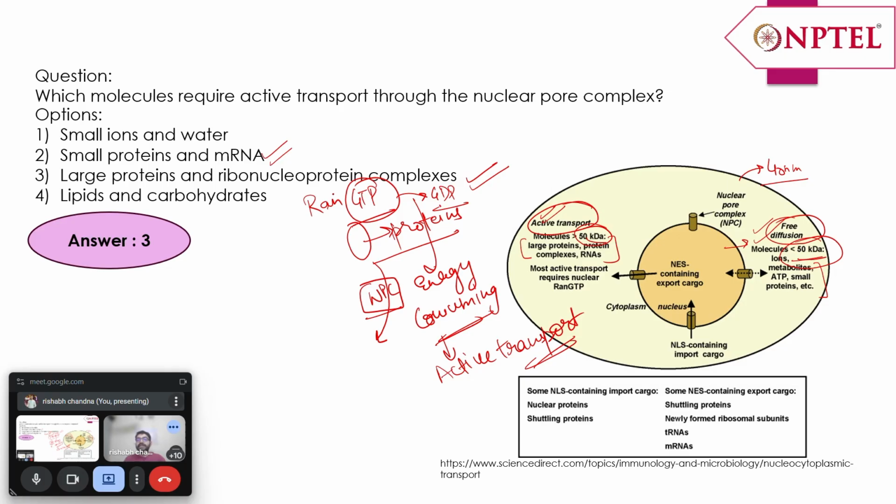Okay, so this Ran GTP is an important molecule that helps the large protein complexes to move out of the nucleus and to move into the nucleus. Okay, so any doubts in this particular question? Okay, if not, then we'll move on to the next one.